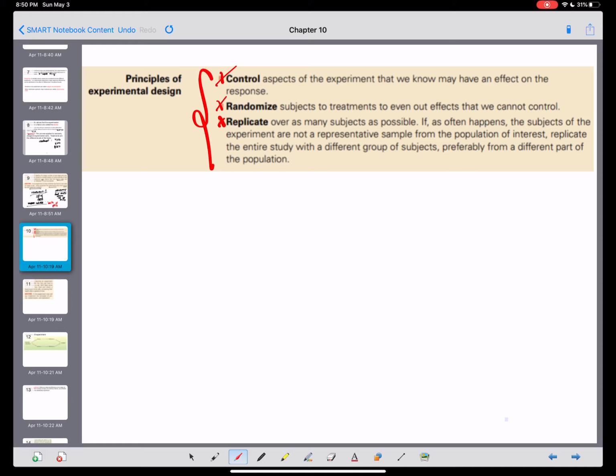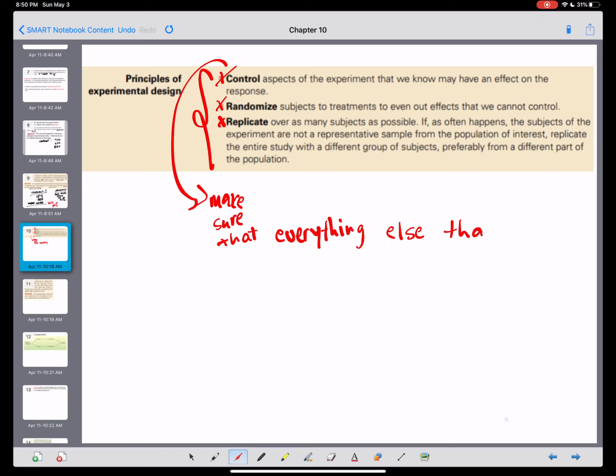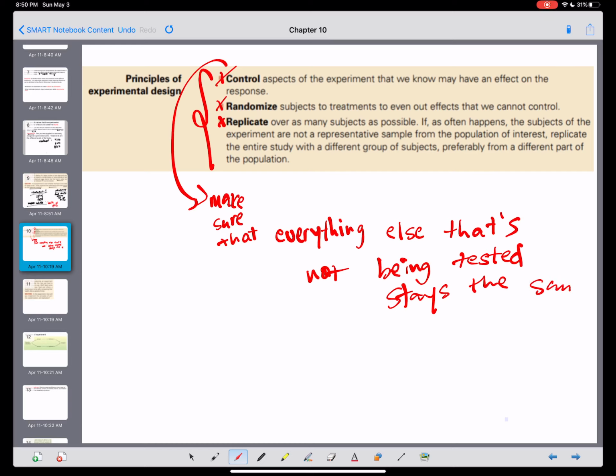I want to talk about control because the other two are pretty straightforward. Randomize, you just want to randomize who's getting what. Replicate is you want to do the experiment again with new people. But control is you want to make sure that everything else that's not being tested stays the same. We want to control the sources, okay?